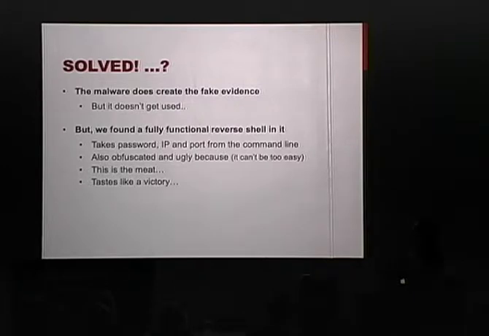And it does create the fake evidence, but if you reverse the whole thing, and you didn't see it, it takes a password that's 0x383D3D44. You can figure that out. It's also obfuscated and ugly because we want the reverse engineer to work for it a little bit. We want them to work and feel accomplished, right? This is the meat, and it tastes like victory, and you're like, yes.